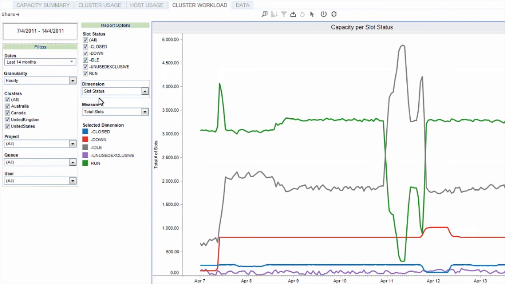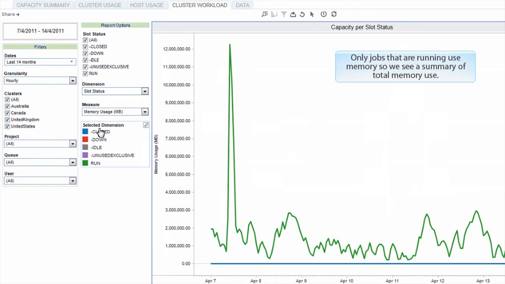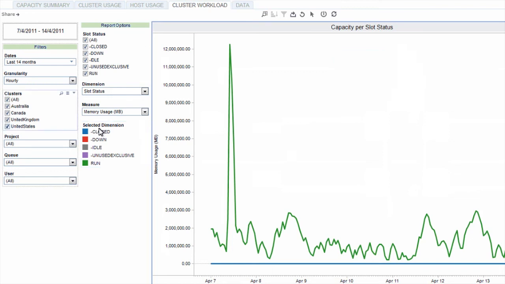I'll select memory as the measure. Only jobs that are running actually use memory, so we just see a summary here of memory use across all resources. In this view, I can also focus on individual clusters. I'll select the UK cluster.